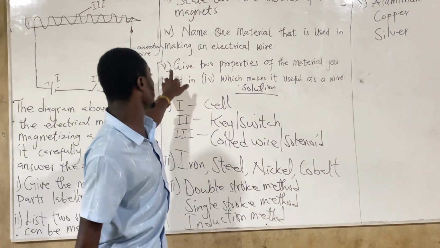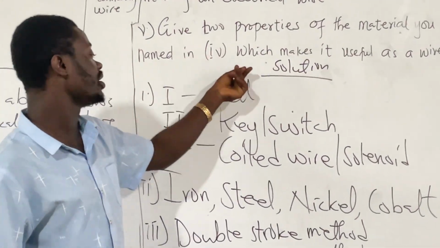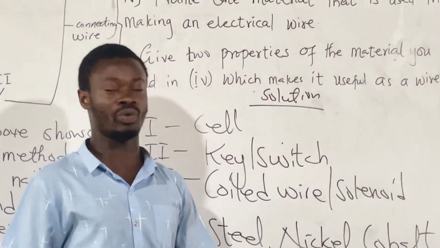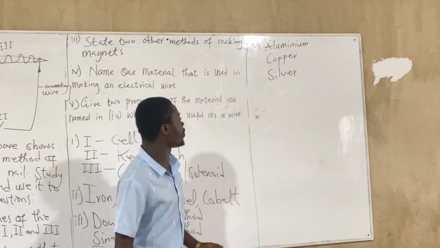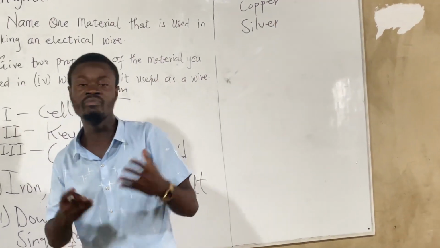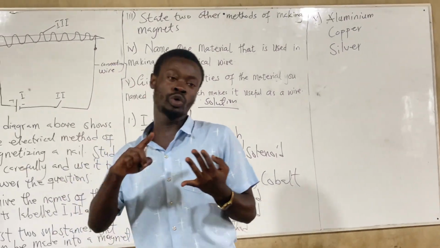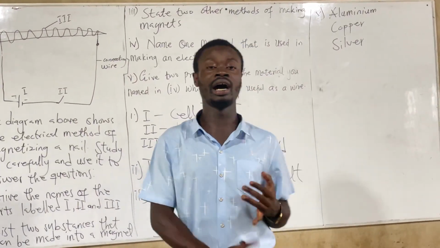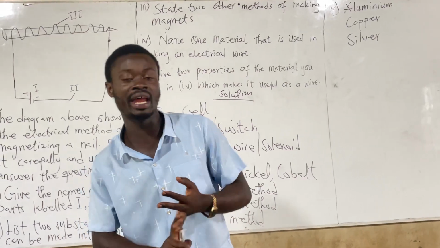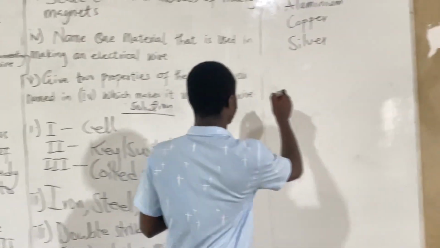The next question, V. Give two properties of the material you named in IV which make it useful as a wire. What are some of the properties aluminium, copper, and silver have that make us use them in making electrical wire? We can say they are good conductors of electricity, they are ductile, they are malleable, and they cannot break easily. Okay, so let's write it down.